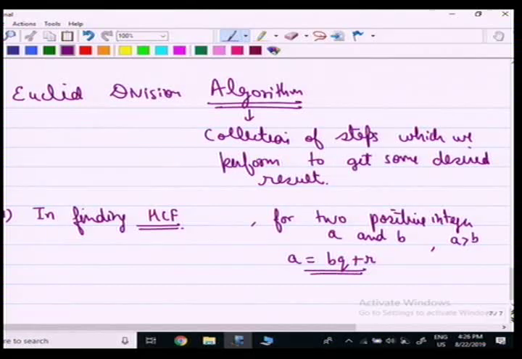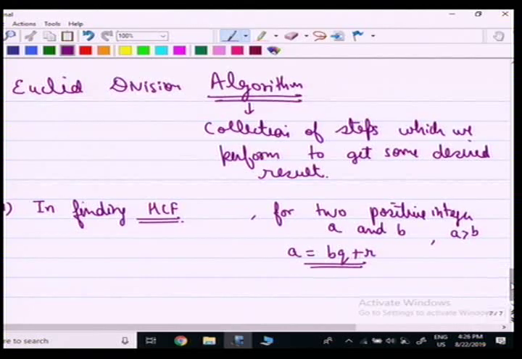Now how will we use this Euclid division lemma in finding the HCF of the numbers? First of all, before using this one, I would like to know what all of you mean by HCF. What is the full form of HCF?